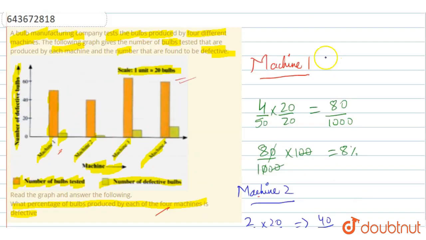So basically, what we are doing here is, we can write it down like this: the percentage defective is the number of defective bulbs upon the total tests done by the machine, into 100. That is how we find the percentage from this format.